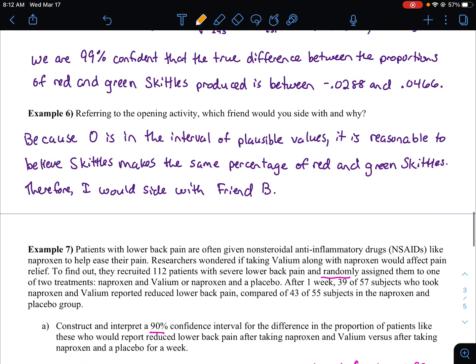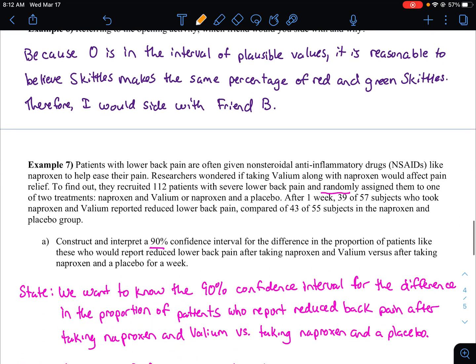Okay. So, part A, construct a 90% confidence interval for the difference in the proportion of patients like these who would report reduced lower back pain after taking naproxen and Valium versus taking naproxen and a placebo for a week. Okay, so what I want to suggest that you do here is pause the video, work through this example all the way through from very start to finish, and then resume when you're done. Okay.